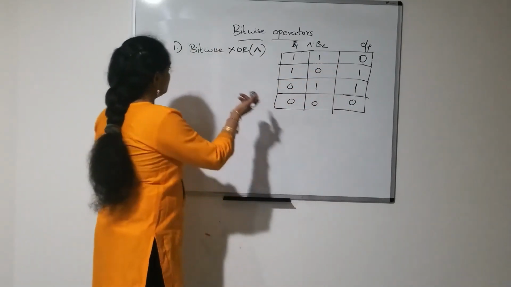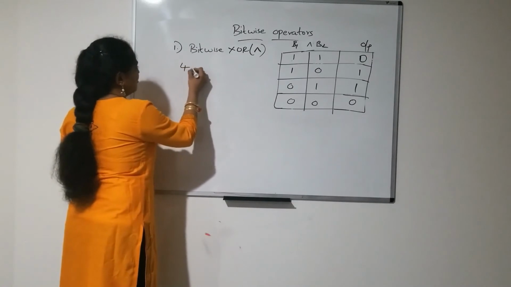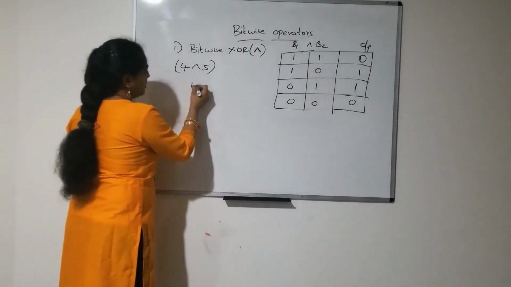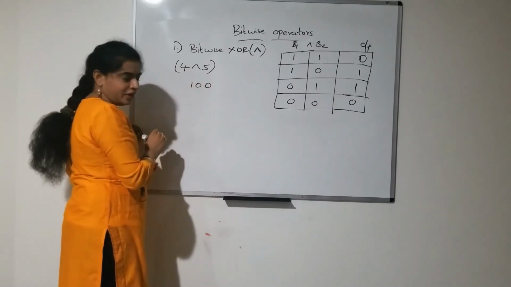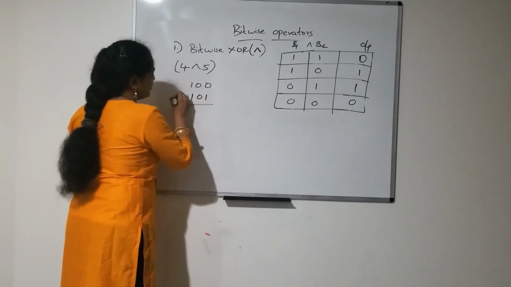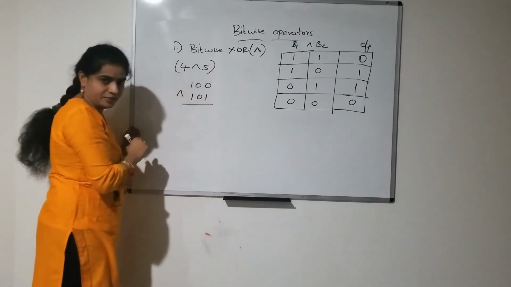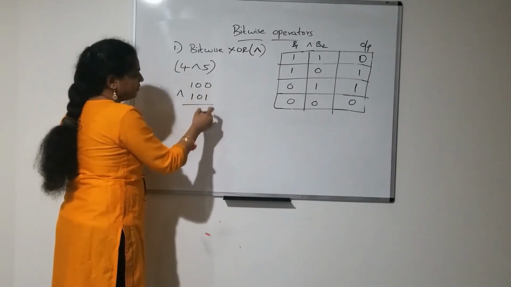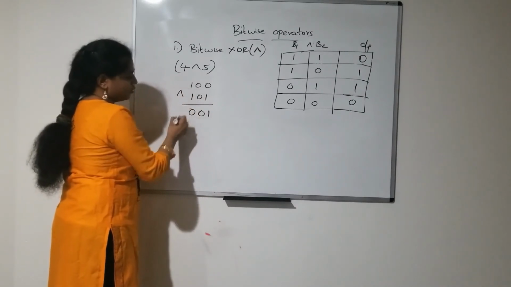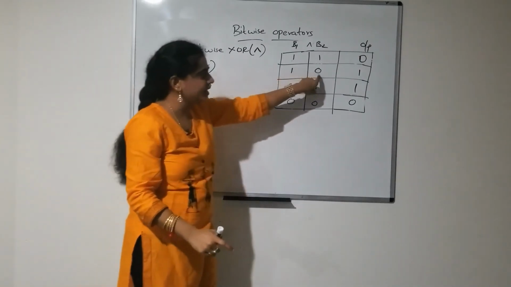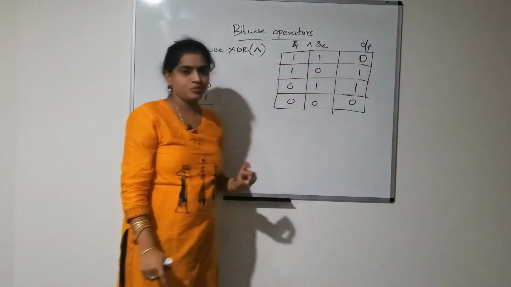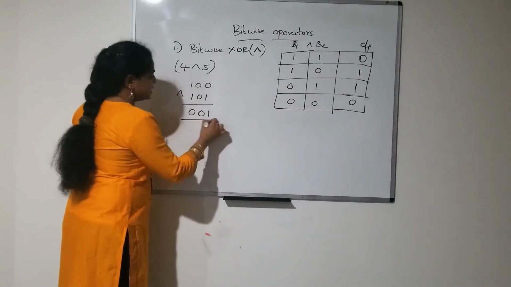Now let's perform exclusive OR between 4 and 5. For 4, the binary data is 100. For 5, the binary representation is 101. Just perform exclusive OR between these bits. For 0 and 0, both bits are equal, so 0. Here also both bits are equal, 0. If both bits are different, it returns 1. If both bits are equal, it returns 0. So this is the output.